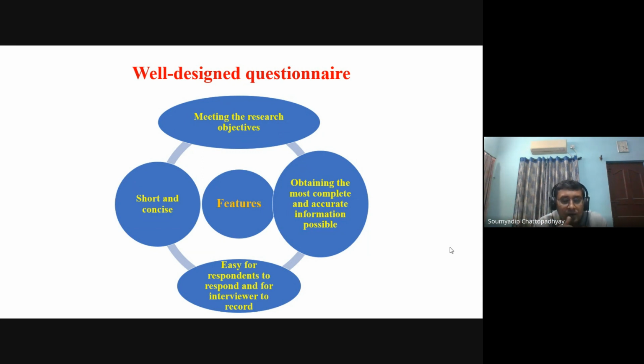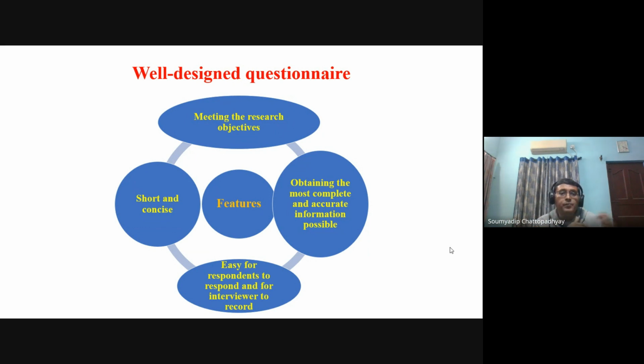Another important feature of a well-designed questionnaire is that the questions should be easy for the respondents to respond to and also for the interviewer to record, because when you are administering any particular question, there is a responsibility from both the respondent side as well as the interviewer side. For the respondents, it should be easy to respond, and for the interviewer, it should be easy to record. Because only then will that particular survey give complete and accurate information.